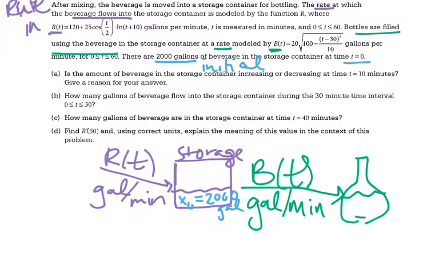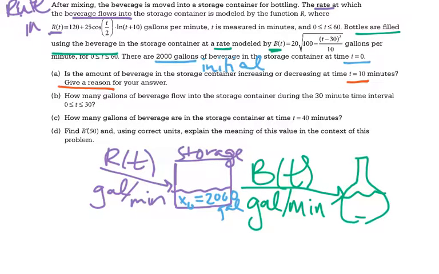Okay, so question A says, is the amount of beverage in the storage container increasing or decreasing at T equals 10 minutes? And then give a reason. So we have to decide yes or no, and then actually explain it somehow. So at T equals 10 means we don't really need to think about the initial amount right now. What we need to think about is whether the beverage in the container is increasing or decreasing. So is there more or less as time goes on when we're looking at T equals 10?